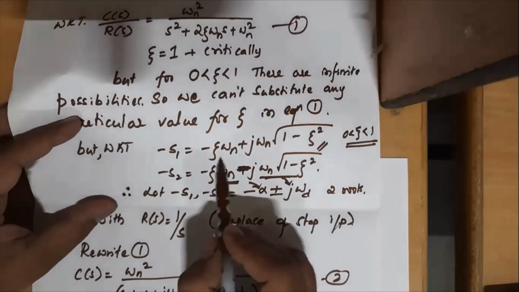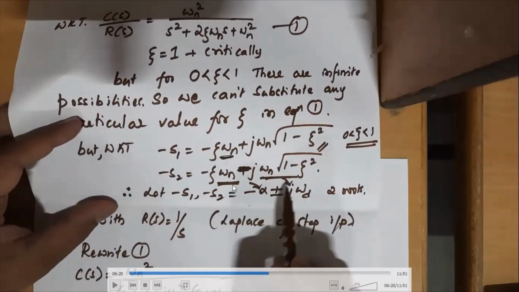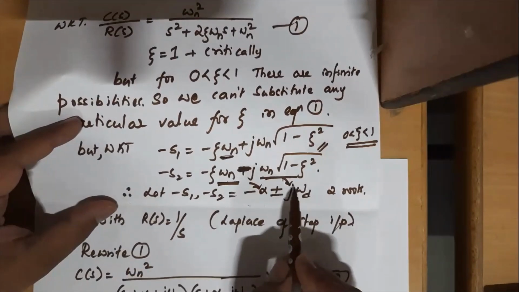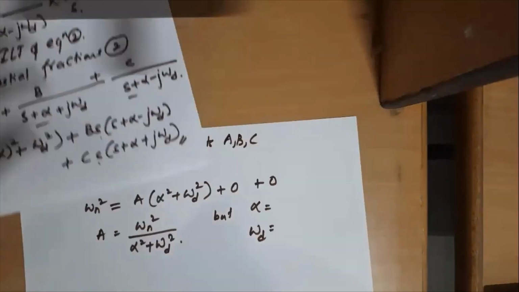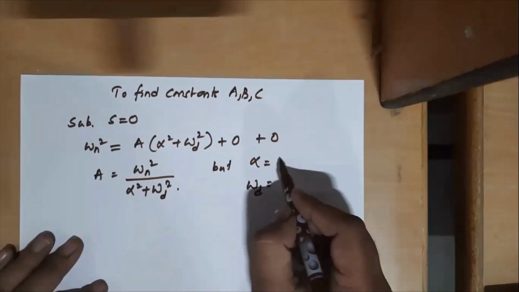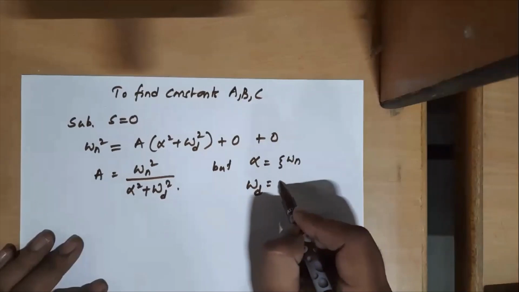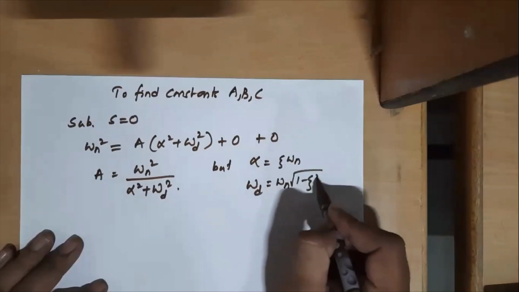What all have we assumed? You can see here minus alpha is minus zeta omega n. Therefore, alpha is zeta omega n. Similarly, omega d is omega n square root of 1 minus zeta square. So substitute that before proceeding. Remember this definition.